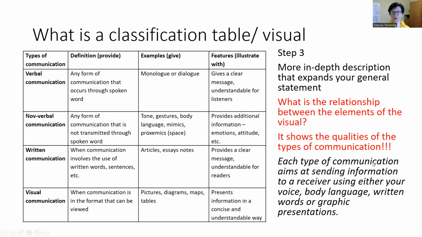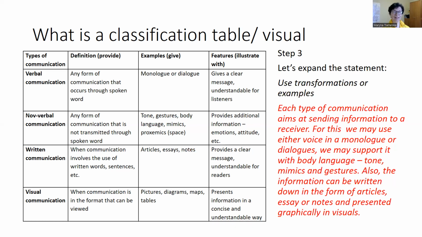So, here is my sentence. Each type of communication aims at sending information to a receiver using either your voice, body language, written words, or graphic presentations. Voice is about verbal communication, body language is about nonverbal communication, written words is about written communication, and graphs or graphic presentations, it's about visual communication.